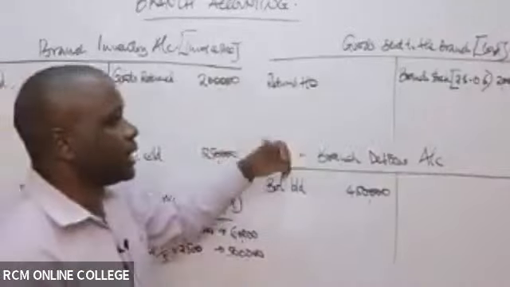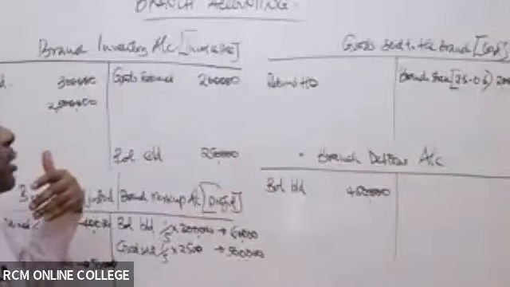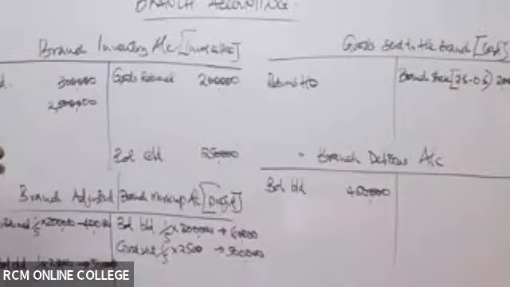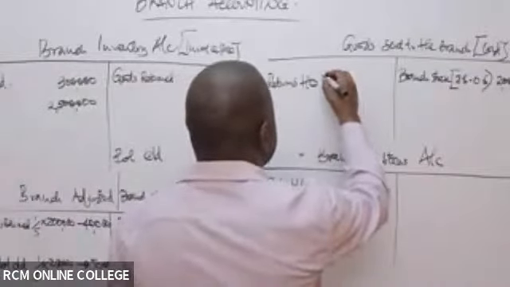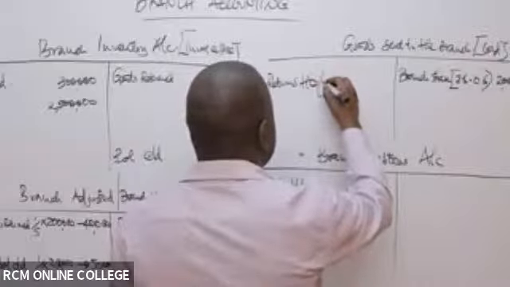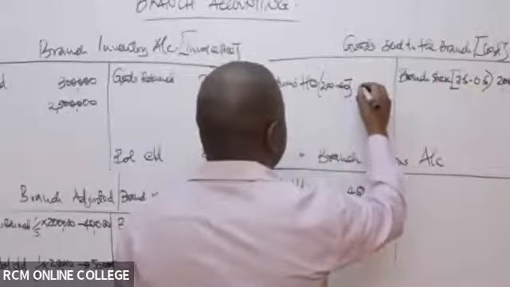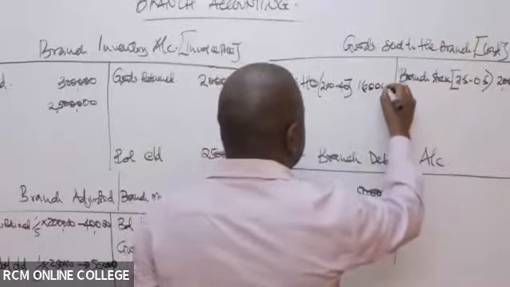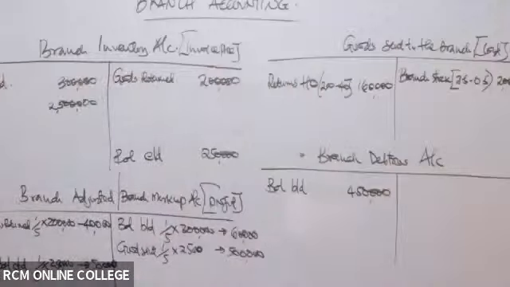The goods that had been sent to the branch, that account had been reduced because some of the goods were being returned to the head office. So in this case, you take the 200,000, you minus 40, and you'll get 160,000. And of course, you would have completed that entry with those returns.